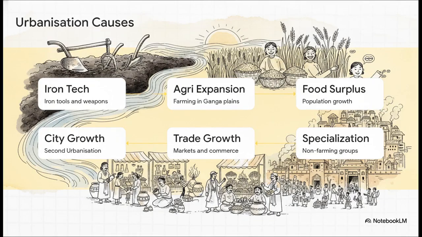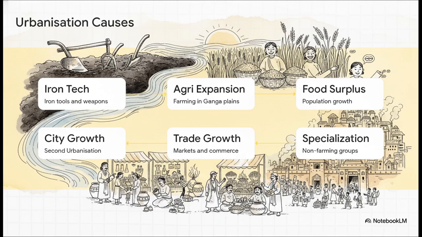And this right here sets off the ultimate domino effect. Step 1, you get iron technology. Most importantly, iron plowshares. Step 2, those heavy iron plows can now easily slice through the thick alluvial soil of the Ganga basin, kicking off a huge agricultural expansion. Step 3, because cultivation is suddenly so much better, you get a massive food surplus. Literally, for the first time, farmers are growing way more grain than they actually need to survive.